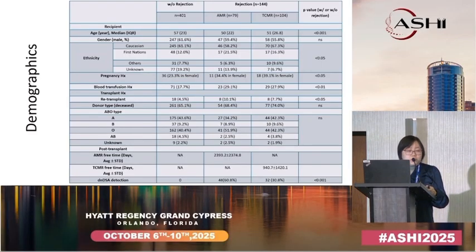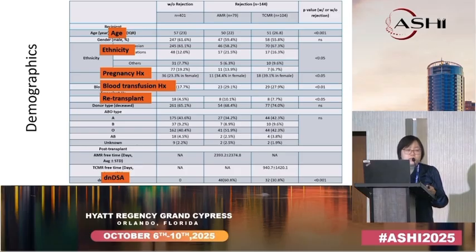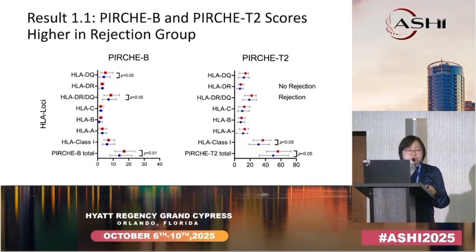So in terms of the baseline characteristics, we have lower median age in the rejection groups, and we also found ethnicity, pregnancy history, blood transfusion history, and retransplantation were all enriched in the rejection group. We also found there are 55 patients with positive de novo DSA in the rejection group too. So let's have a look at the results.